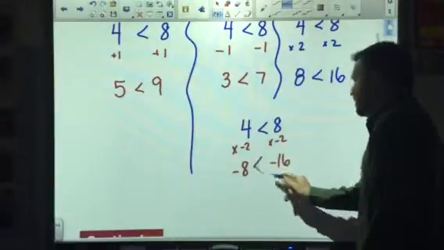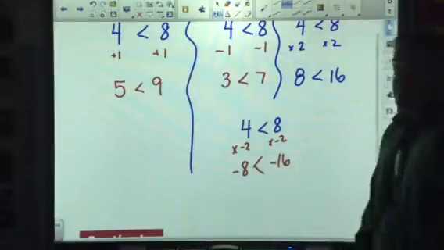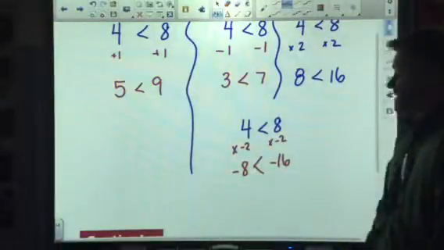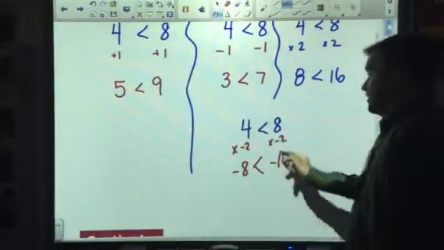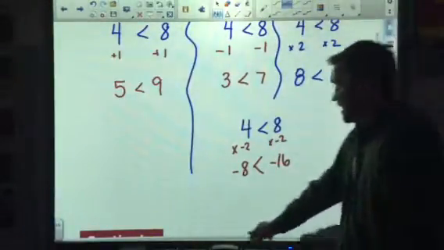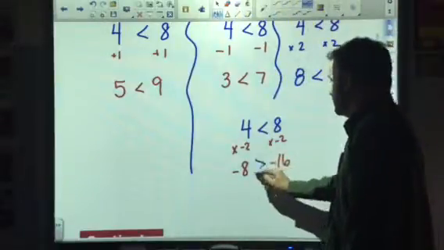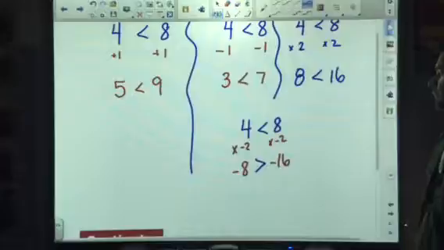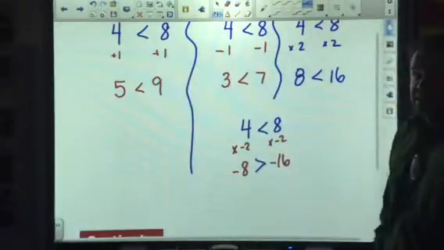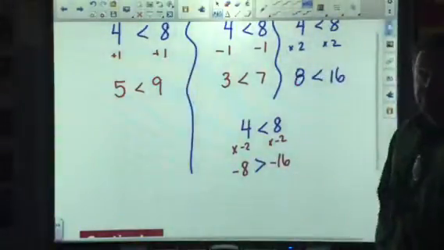I'm going to rewrite my inequality and I'm going to stop and say, is this a true statement still? Is negative 8 less than negative 16? And the answer is no. This does not work. So one more thing we have to do is that this inequality will now get flipped. So if we are going to multiply both sides by a negative number, we have to flip the inequality to keep that a true statement.